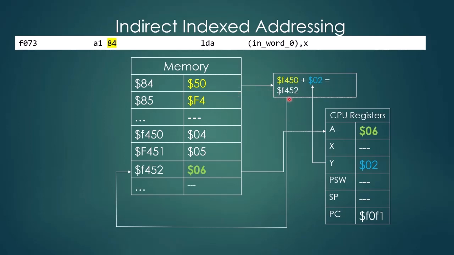During execution, the CPU adds that 16-bit value to the contents of the X register to form the effective address, which in this example is Fox452, right here. And so the contents of that location are loaded into the A register.